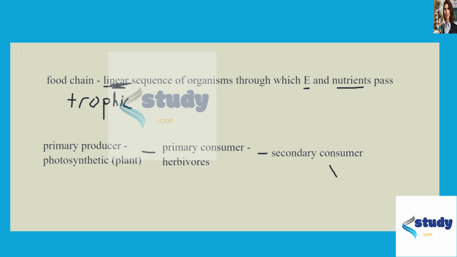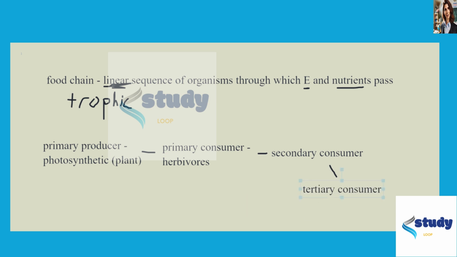And finally, the last level, and I'm running out of room here, is called the tertiary consumer. That goes primary producer, the first producer, the primary consumer, the first eater that eats the producer, then secondary, and then tertiary consumer.